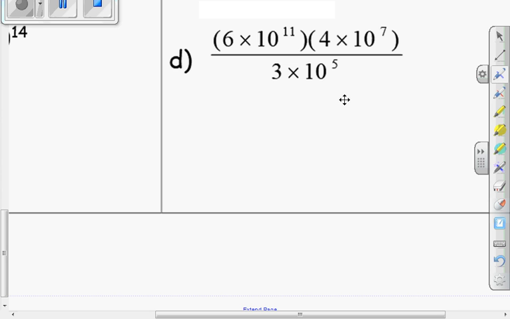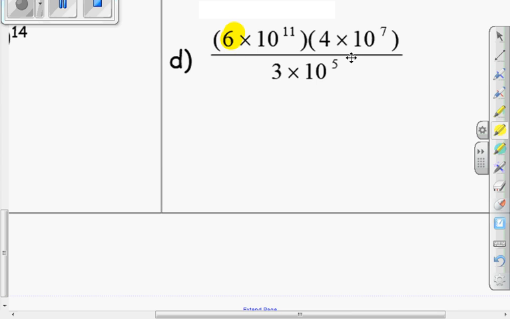What's different about this problem from the ones we did is that we have the product of two scientific notation expressions in the numerator. And then we're going to want to divide that by a scientific notation expression in the denominator. So we'll first have to use our knowledge of multiplication before we can start dividing.